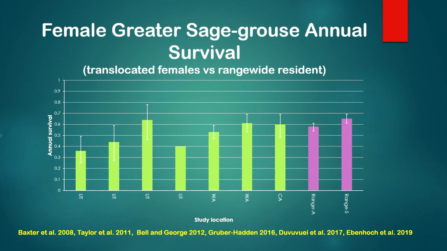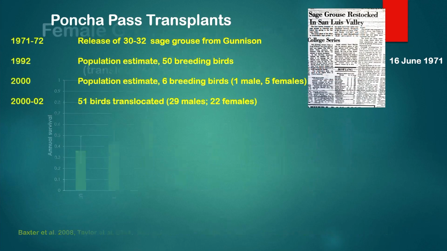The big point here I want to make is those survival rates aren't too bad overall, in my opinion. There are some low ones, but they survive much better than many of us thought. They're really close for greater sage-grouse.